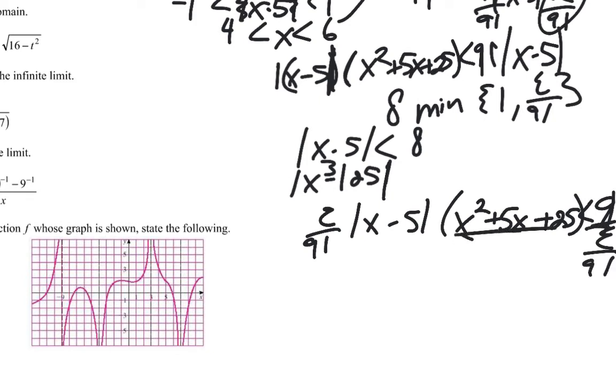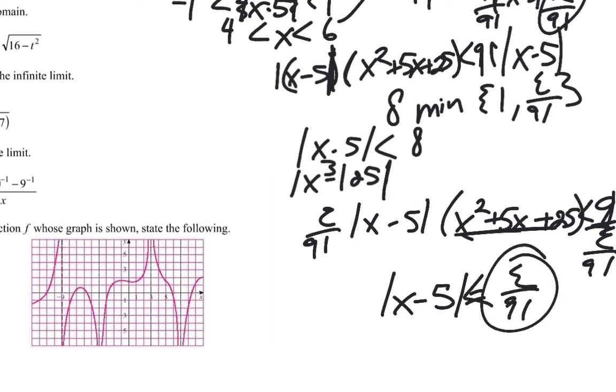Because then the 91 here is this. And I get x minus 5 is less than epsilon over 91, which is delta. So that works. I know, it's roundabout. I'm sorry this one's not fun. You won't have one like that.